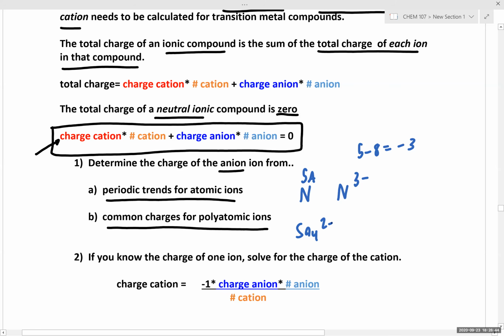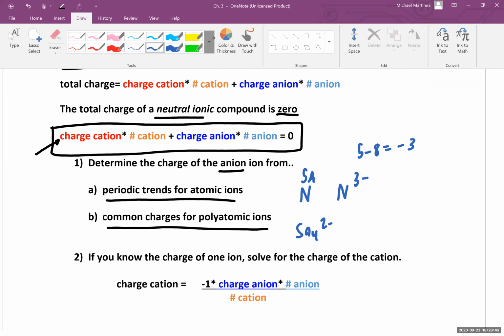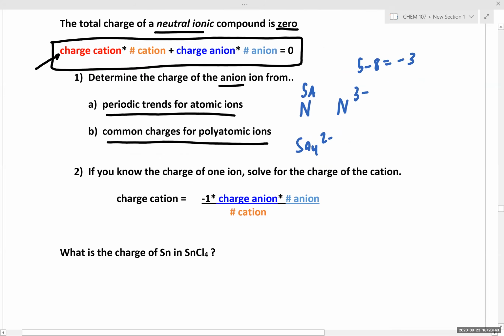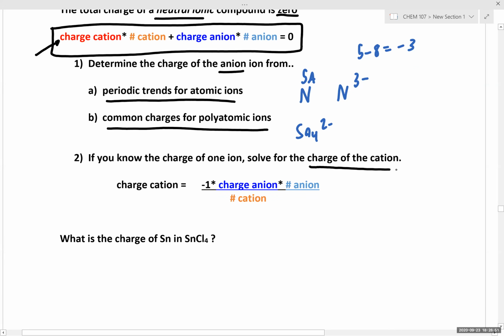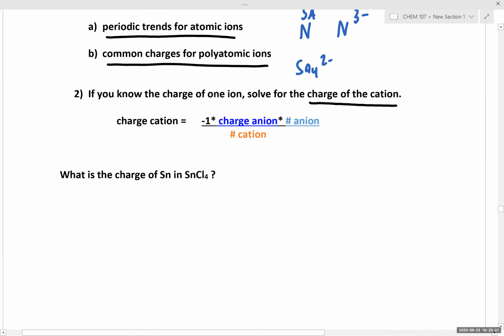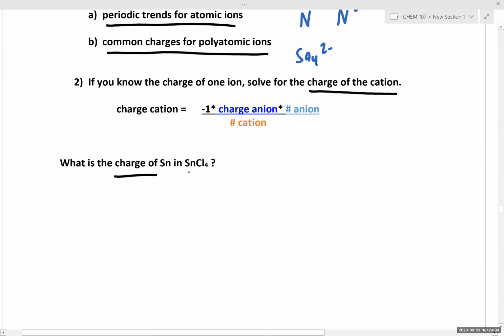Now, what's really cool is that once we have the charge of our anion, we can solve for the charge of our cation. This method is completely necessary when you're trying to figure out the charge of a transition metal, because we need to know the charge of our transition metal in order to name it. So for example, what is the charge of tin in SnCl4? Well, chlorine as a 7A element adopts a charge of -1.